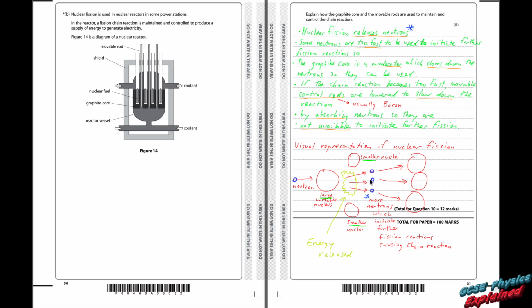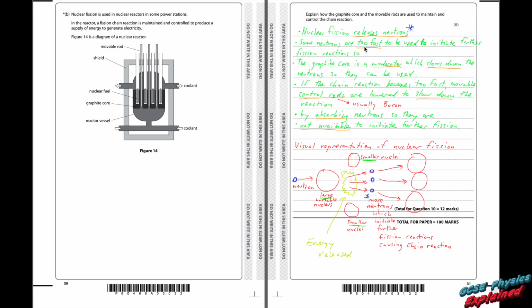I've drawn a little picture down here, right? What you do is you take a neutron, you bash it into a large unstable nucleus. That large nucleus becomes smaller. You get two smaller nuclei. You get more neutrons being released, which can initiate further fission reactions, and that's what's causing the chain reaction. Plus you get some energy released. That's what we want. We want that energy. So we can use that heat energy to heat water, turn it into steam, and use the steam to turn a turbine to create electricity. And then these neutrons can go on to hit more large unstable nuclei.